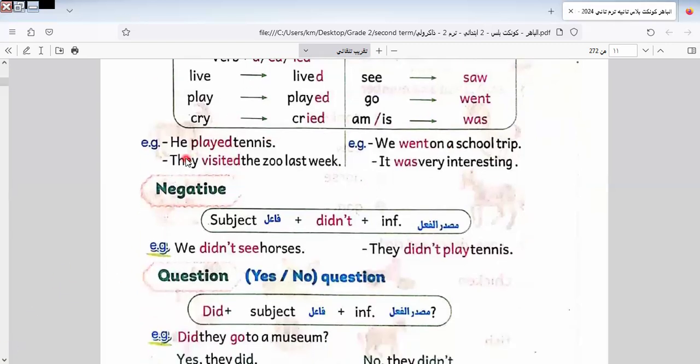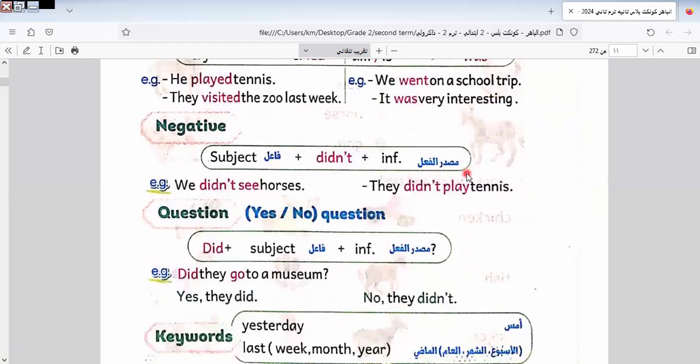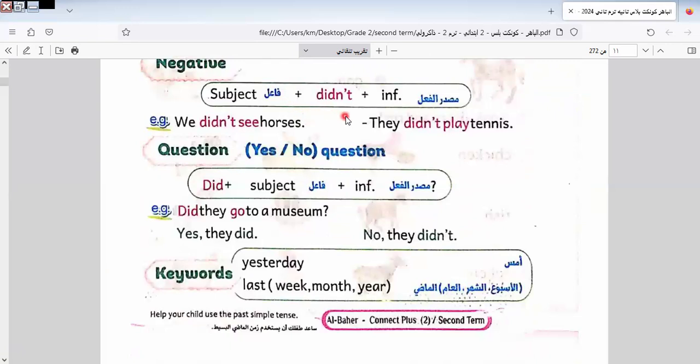Okay, he played tennis. They visited the zoo last week. Here we have regular verbs adding ed only. Here we have the verb that changes completely, like what? We went on a school trip. It was very interesting. Here we use the question form by using didn't or did. As we know here in this example, we didn't see horses. They didn't play. Did plus subject plus the infinitive form. So, did they go to a museum? Here I put did and I put the verb in the infinitive form.